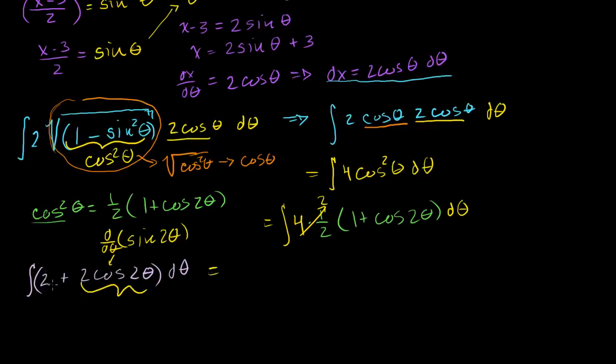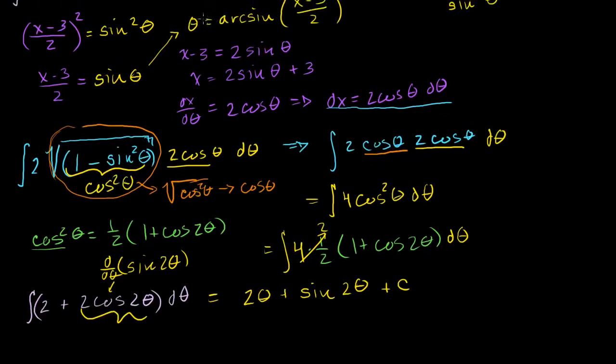So this is equal to the antiderivative of 2 with respect to θ, which is just 2θ, plus the antiderivative of this, which is just sine of 2θ, and then we have a plus c. And of course, we can't forget that we defined θ. Our original antiderivative was in terms of x. So we can't just leave it in terms of θ. We're going to have to do a back substitution.